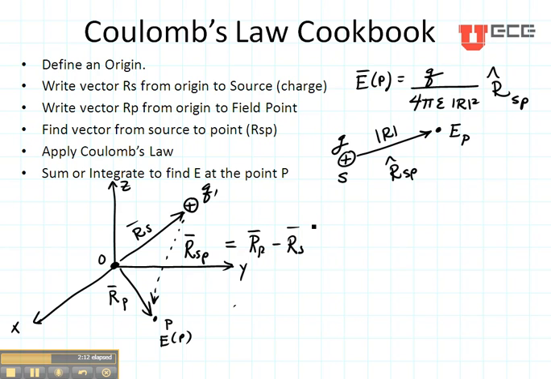E is equal to Q over 4 pi epsilon. The magnitude of RSP is just found by taking the magnitude of the subtraction of these two vectors, and the unit vector is found by taking this vector and dividing it by its magnitude.